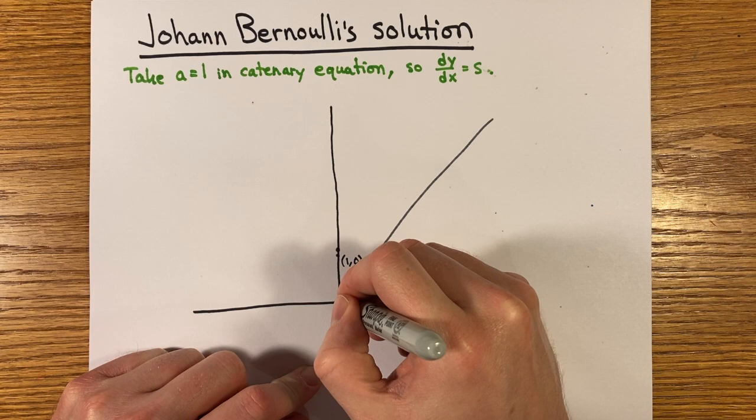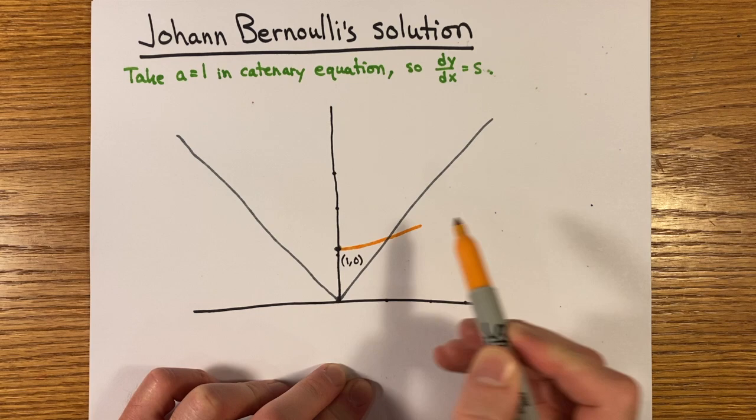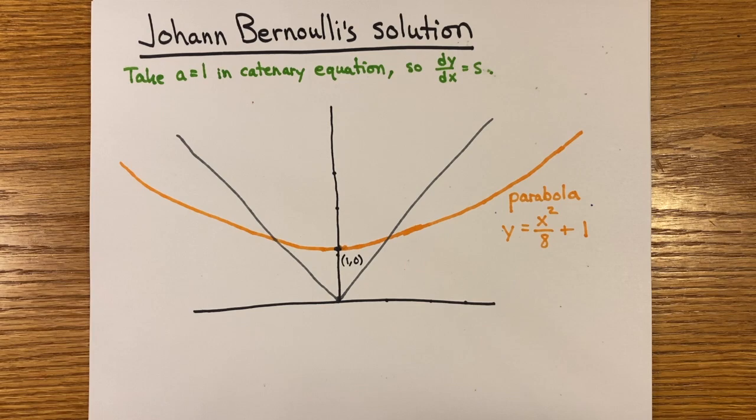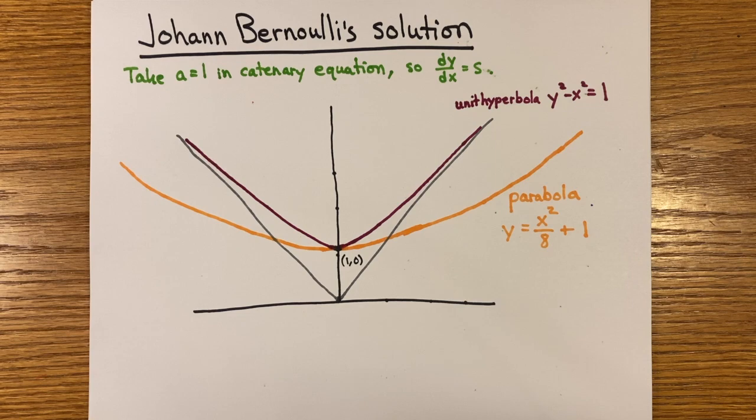Let's fix a equals 1 for our catenary for simplicity. Bernoulli takes the parabola with equation y equals x squared over 8 plus 1, and I'll explain the coefficient 1/8 in a moment. Then he draws the top half of the unit hyperbola y squared minus x squared equals 1. Note that eventually the parabola will surpass the hyperbola, but that's not shown here. And now here's the incredible construction.